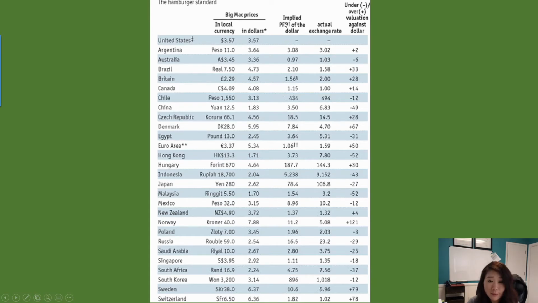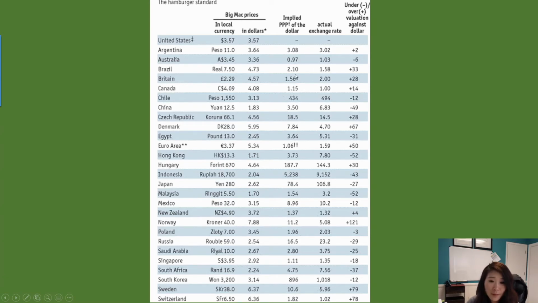The third column is the implied PPP of the dollar, and the fifth column is the actual exchange rate. So you can see if we're using PPP to forecast the actual exchange rate, it will not be accurate. Look at Argentina. If you're using PPP to predict the long-term exchange rate, that would be 3.08, but reality is 3.02. So there is a big difference between this prediction.